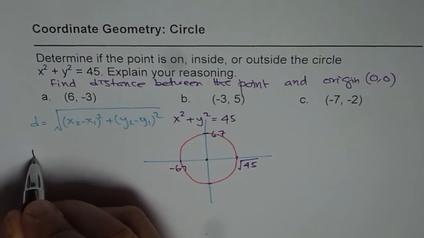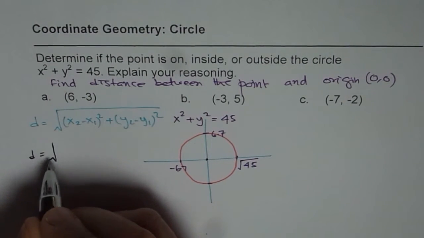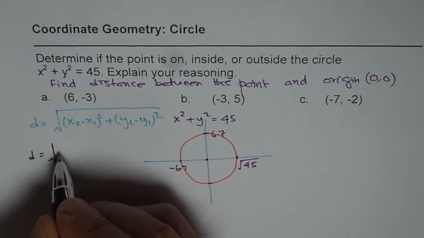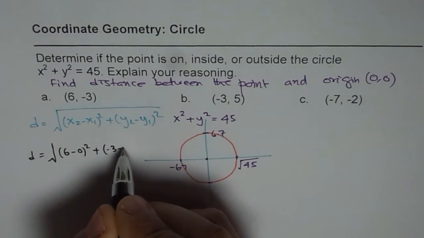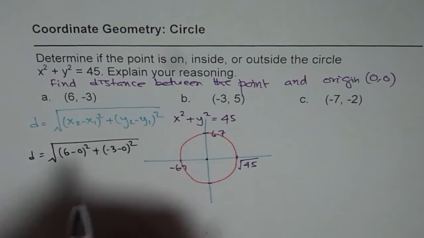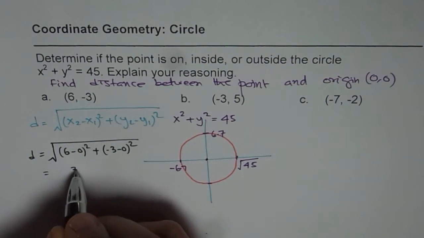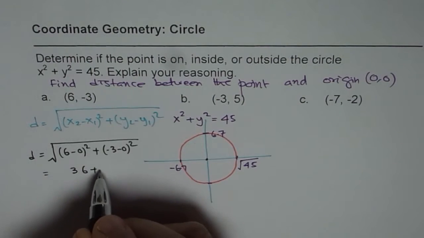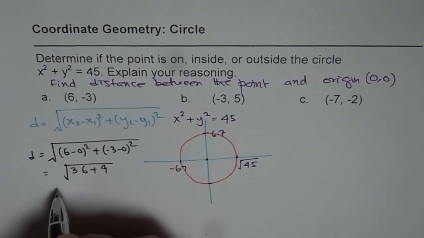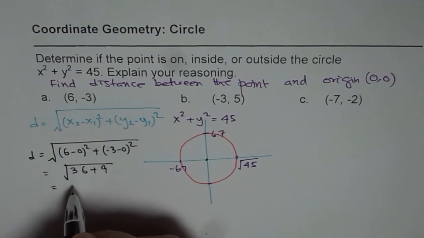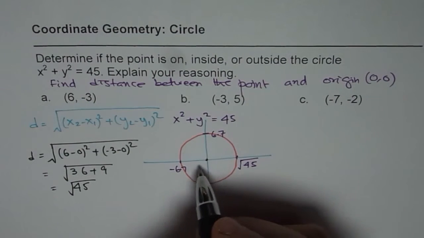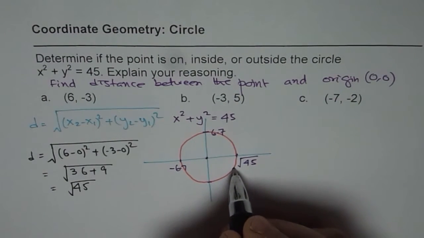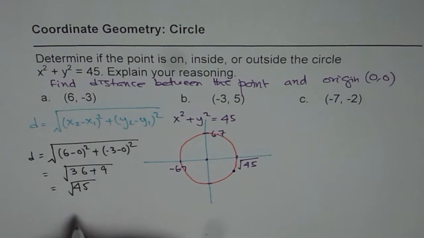For the first point, it should be equal to square root of x value is 6, right? So you'll say 6 minus 0 whole square plus minus 3 minus 0 whole square, square root. So that gives you 6 square is 36 plus 9, right? Which is, when you add them up, it is 45 indeed, right? So this is the point 6 minus 3. That means somewhere here it will be right on the circle. So this point is on the circle.